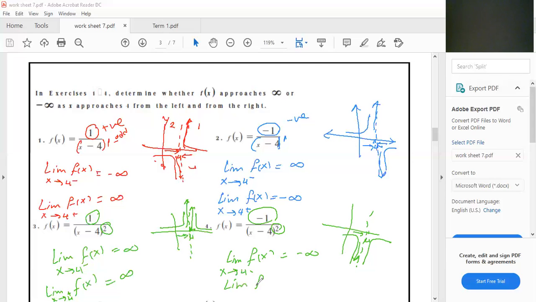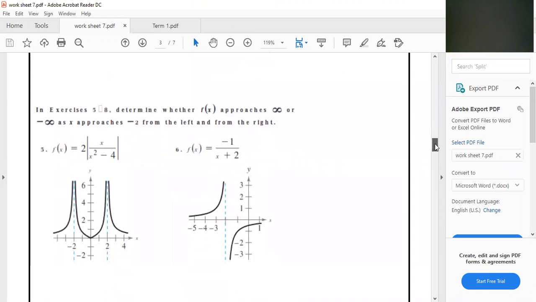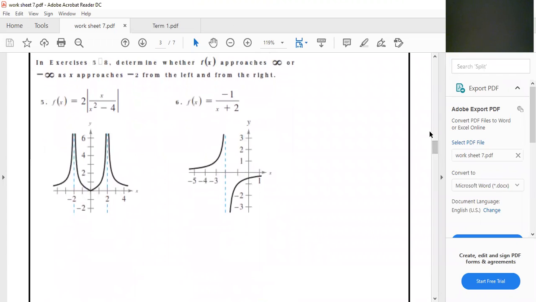Limit of f of x as x approaches 4 from the right: f of x goes to what? Negative infinity. It's so easy. Let's clear the drawing to solve the next question. I think it's so trivial.